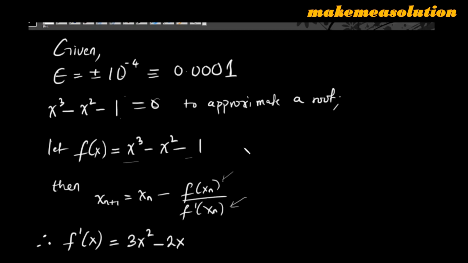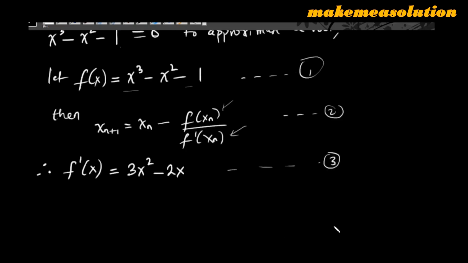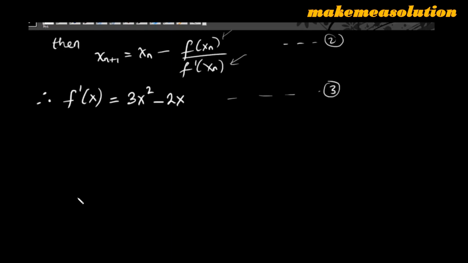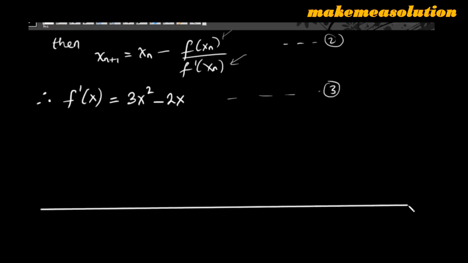Is that okay? So we are going to keep 1, 2, 3. Very handy. So the next thing is to prepare your table. Let's prepare our table like this. I'm going to give a gap first, and I'll explain why I'm giving that gap.